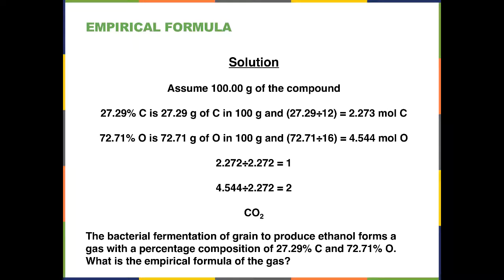First of all, you assume that you have 100 grams of the compound. That's because percentages are based on 100. So 27.29% is 27.29 grams of carbon in 100 grams. If you divide that by its molar mass of 12, you get 2.273 moles of carbon. And 72.71% is 72.71 grams of oxygen. You divide that by 16 and you get 4.544. Then you divide by the smallest one, which is the 2.272, and you get 1 and 2. And so the empiric formula is CO2.